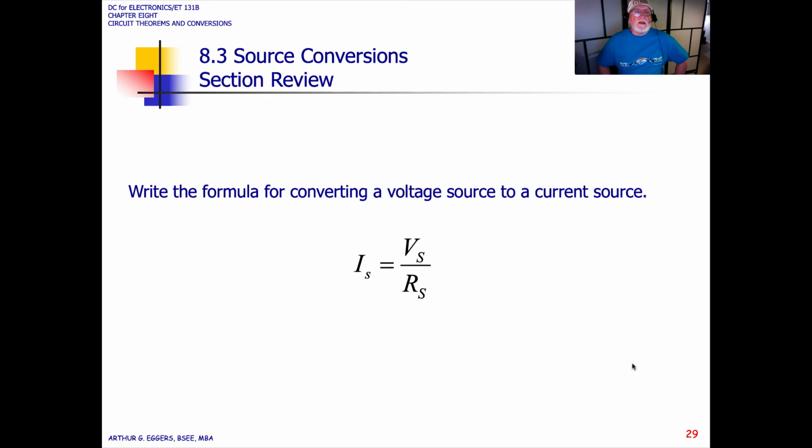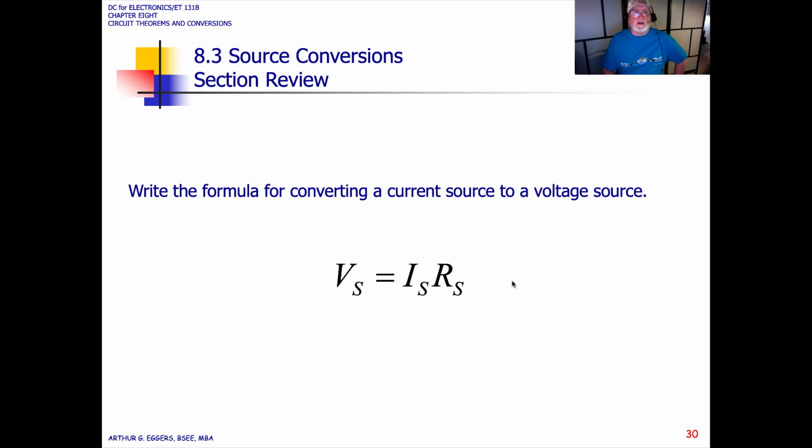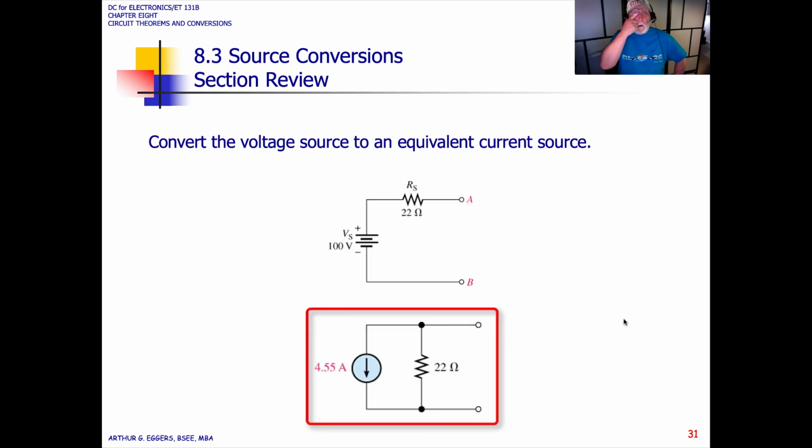So we can write the formula for converting a voltage source to a current source as V source by R source, or R internal, will give us the current source in this case. In writing the formula for converting a current source to a voltage source, we have I source as a product with R source or internal, which gives us V source for the circuit.